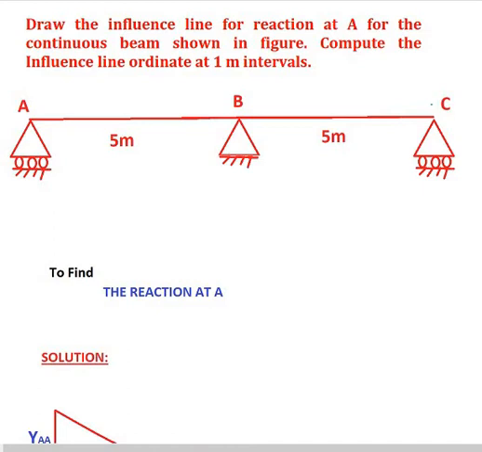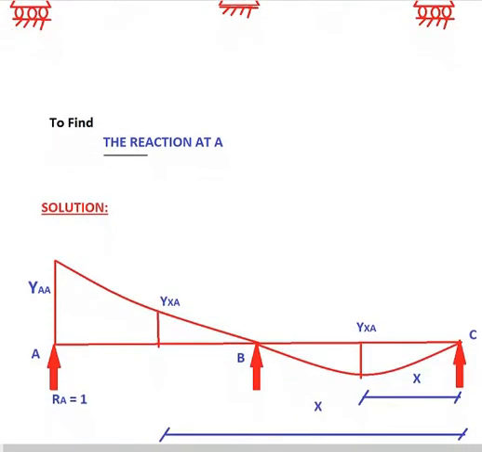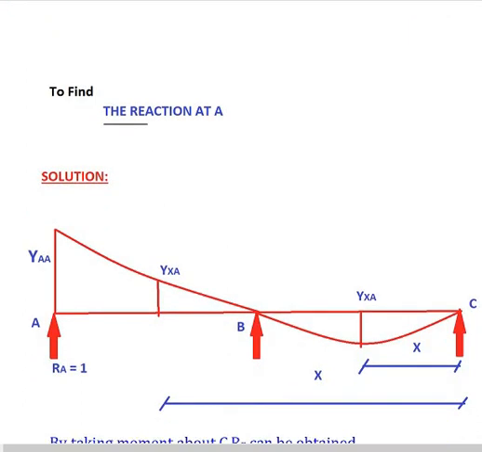So to find the reaction at A, what is the first step? The first step is to draw the influence line diagram. First we have to know the procedure of the Muller-Breslau principle. We have to remove the restraint and give a unit displacement in the direction of that reaction. Here they are asking to find the reaction at A, so we have to give RA equal to 1. Here we can see I have given RA equal to 1 at the support A.